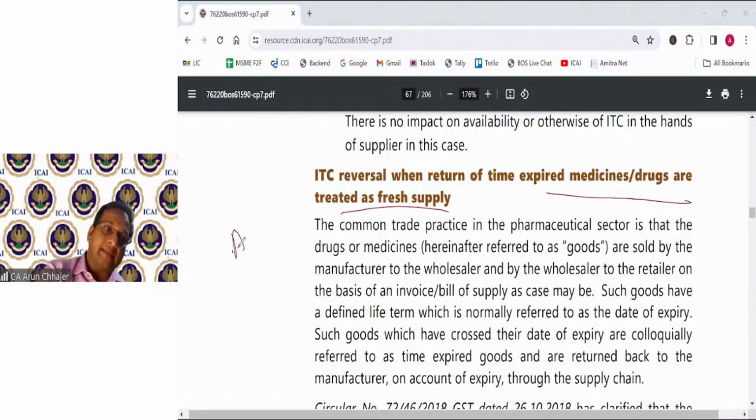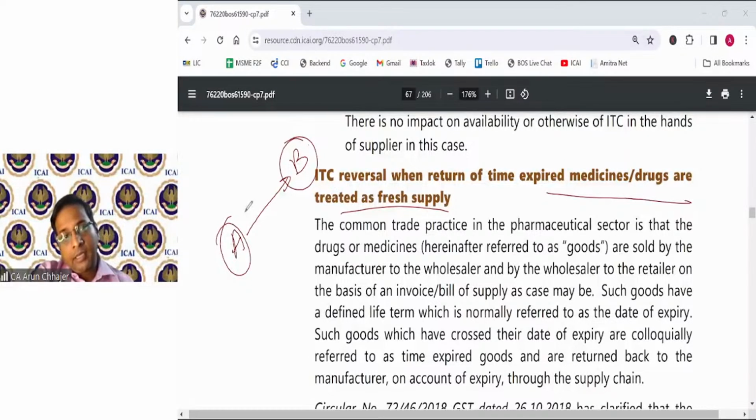Let's say A has supplied the goods to B. A is a manufacturing company of pharmaceuticals. B is the distributor. Now the medicine is expired, so he will return the medicine to A again. But the question is, what about the ITC impact on this time expired medicine that we are talking about?